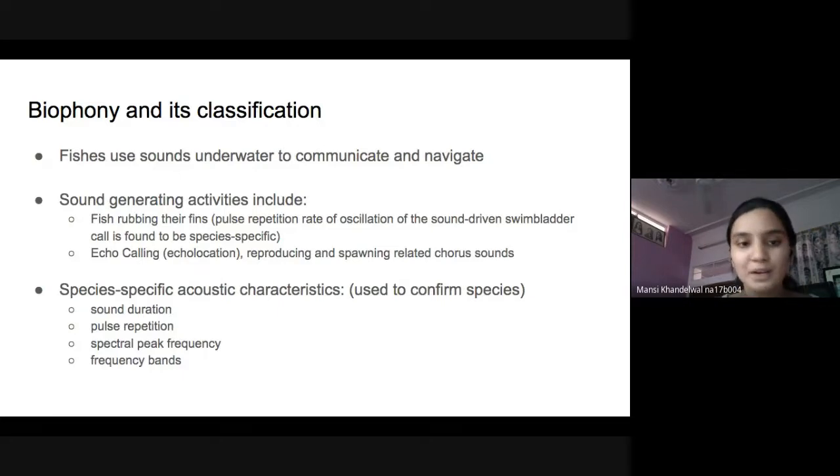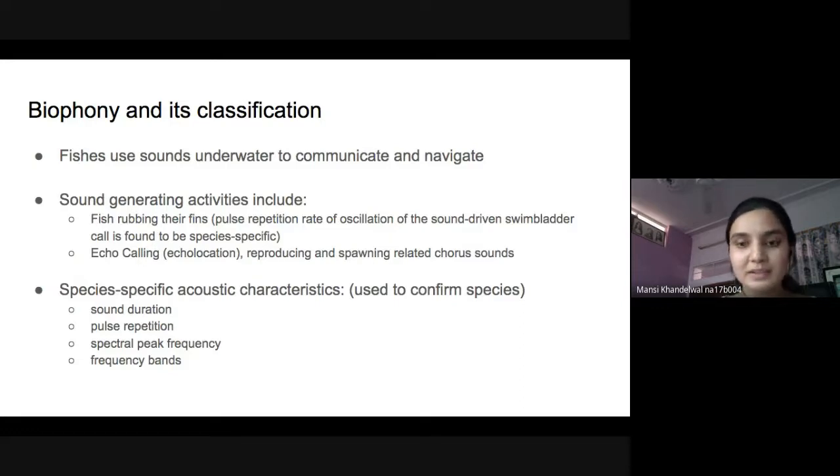One, why do fishes produce sound, right? They produce sound because that's the only way they can actually communicate underwater, and it's what they use to navigate through water when they're trying to find habitats for feeding, or places where they can mate with each other and reproduce. So for them, sounds are a very important means to communicate and navigate. And the activities in fishes which generate sounds are either clicks that they produce using their bladders, or the fins that they rub against each other. And some animals, like whales, use echo calling, which can be heard across large distances. Those are the different ways in which fishes produce sound.